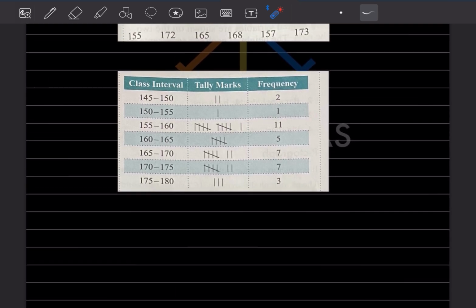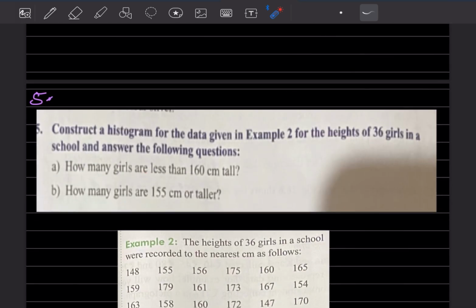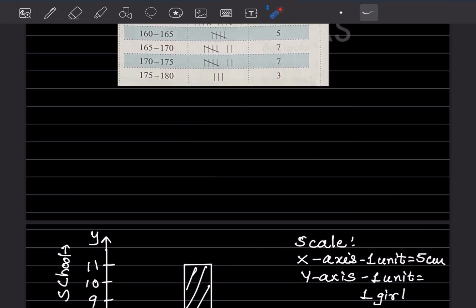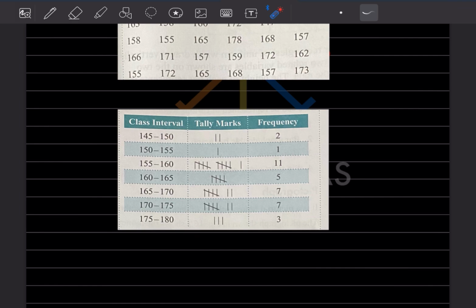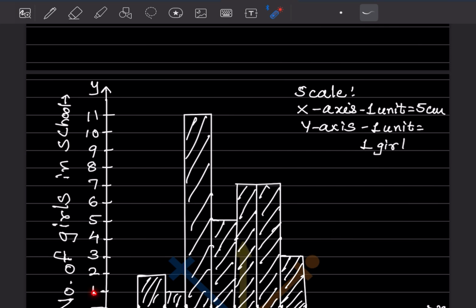Now based on this, first you have to construct a histogram and then you have to say how many girls are less than 160 centimeter tall. So first we will do the histogram. We have from 140 to 150, and the frequency is given from 2 to 11. We can also make it 1 to 11 because they are just smaller numbers. First you have to write the scale: on the x-axis, 145 to 150 means everywhere you can see the difference of 5, and on the y-axis, 1 unit will be for 1 girl. So we have to write the scale.